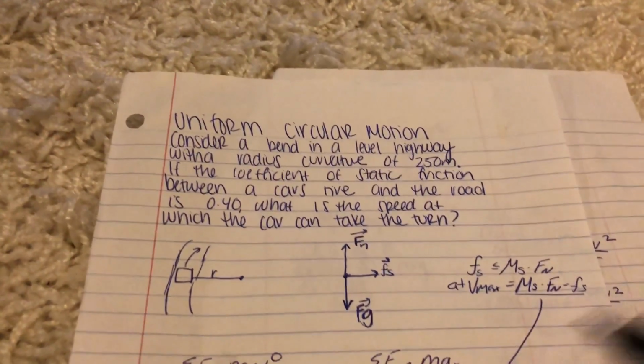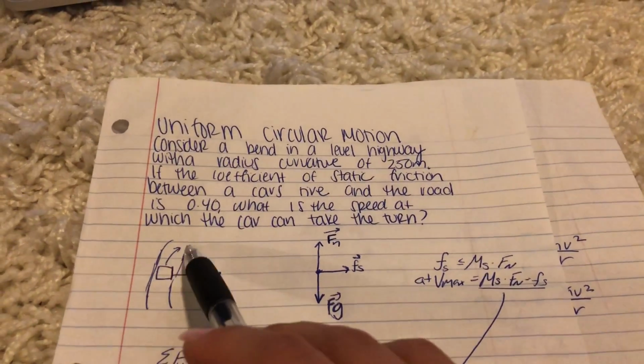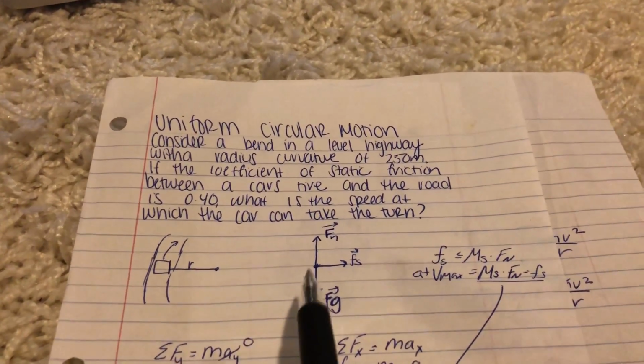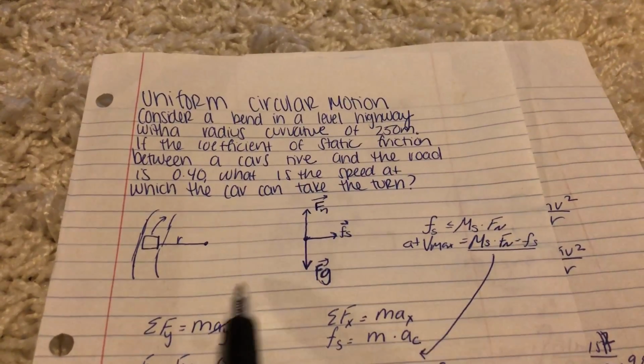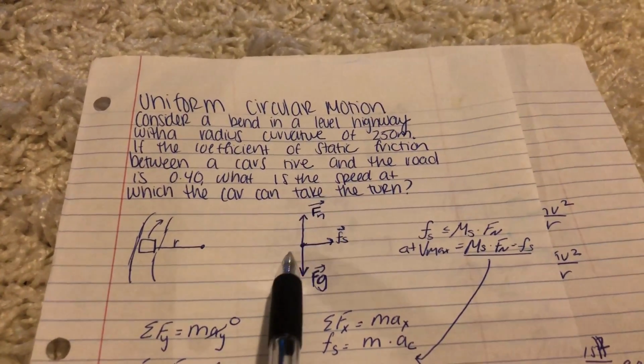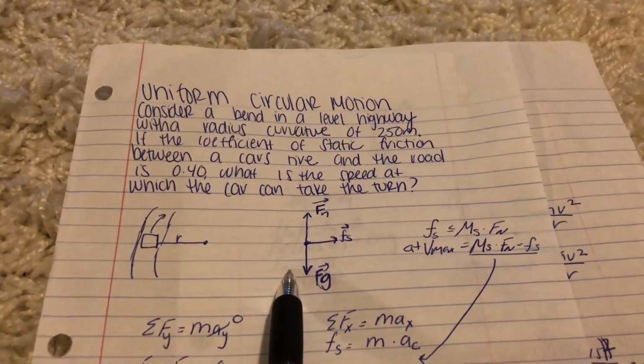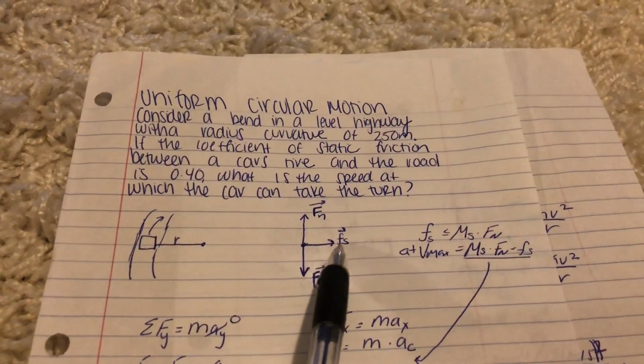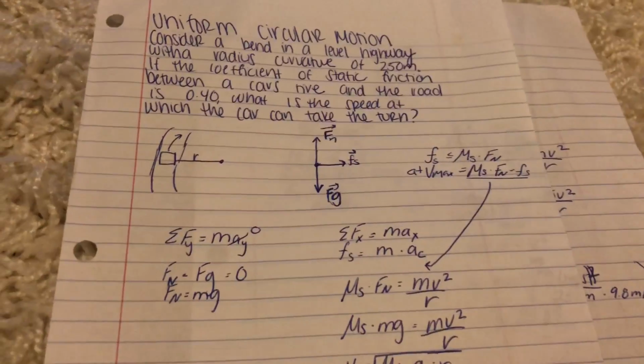So we first draw a picture of the car turning. It's like this, with the radius here. If you convert that into a free body diagram, we're going to have the normal force pulling up, the force of gravity down, and the force of static friction in the positive direction.